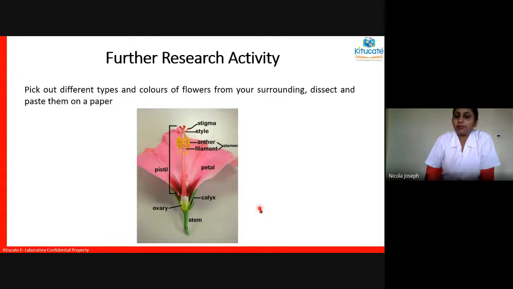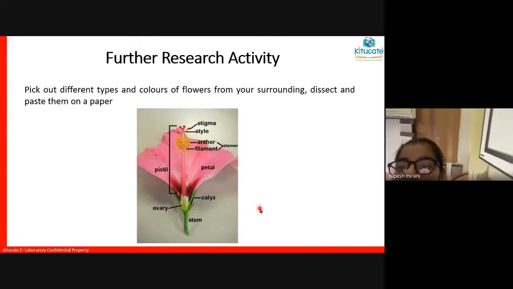Like, you all have a marigold flower. You all know what a marigold flower is? Have you all seen it? Yes. Now somebody had a marigold flower. Now you all will take out the petal and stick the petal.